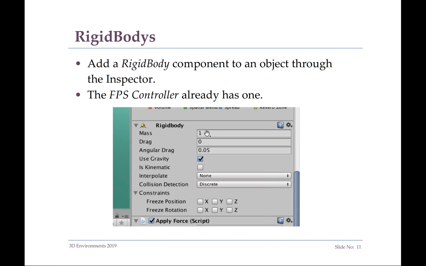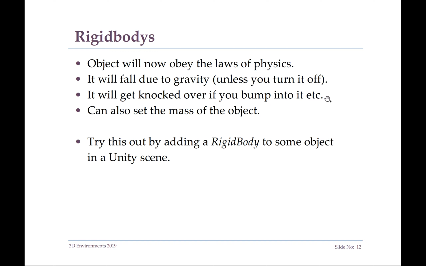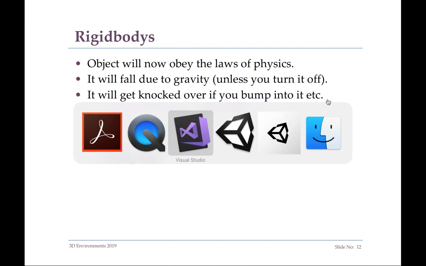You can see we can set the mass, which in layman's terms is like the weight. We can indicate whether it responds to gravity or not, and we can set some other parameters as well. So attaching a rigid body to an object means it will now obey the laws of physics. It'll fall due to gravity and things like that. So let's try this out.